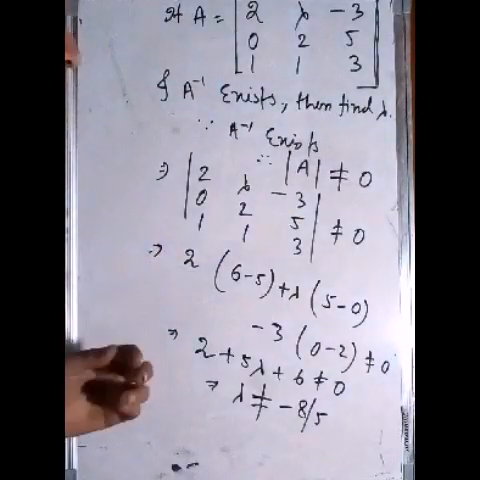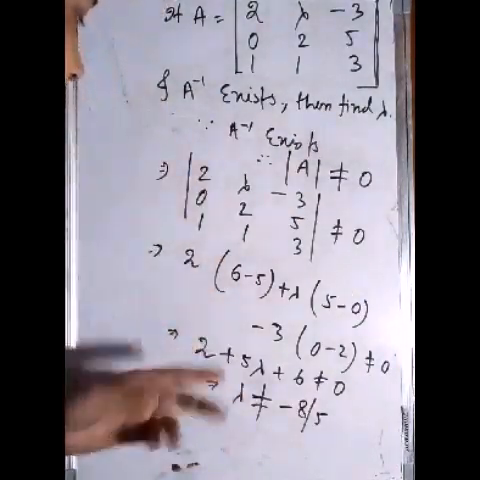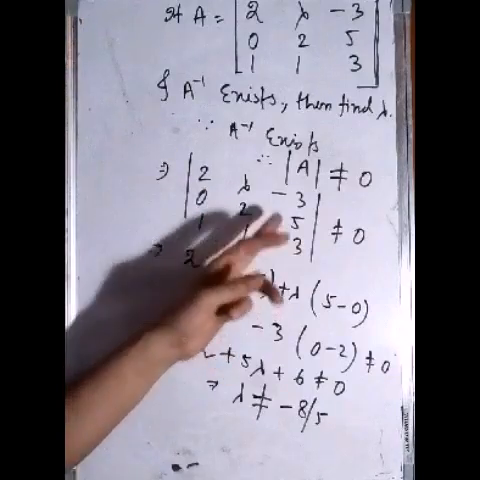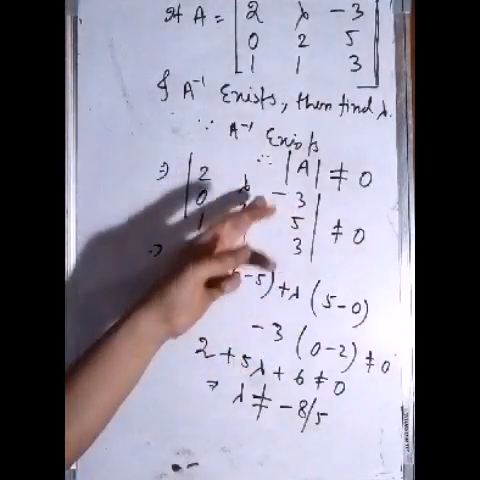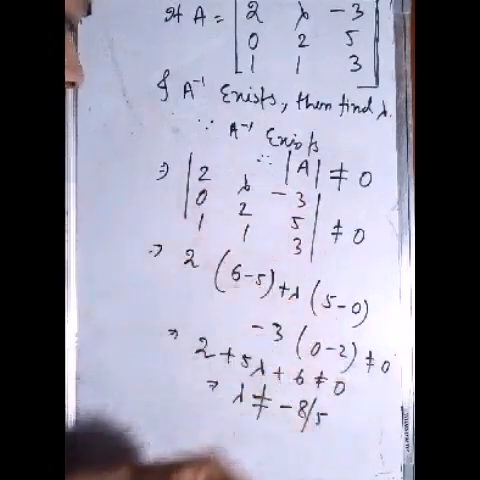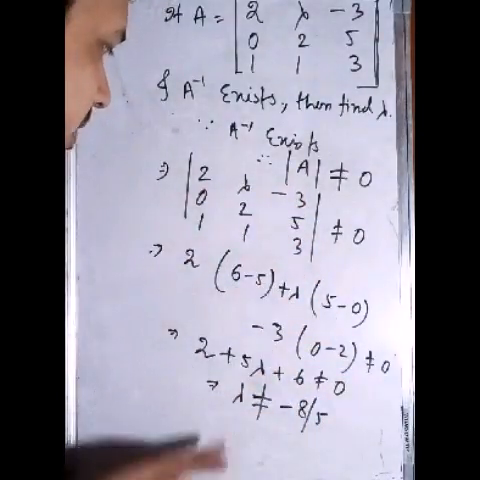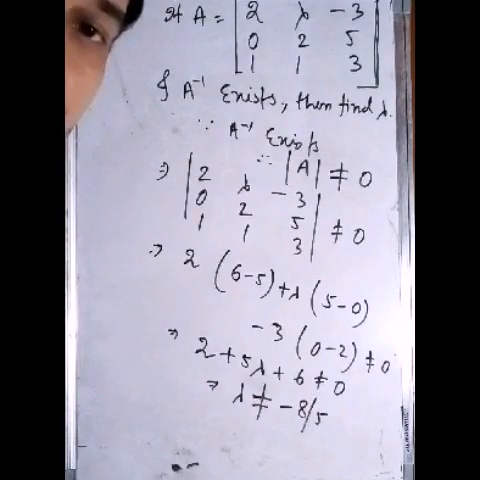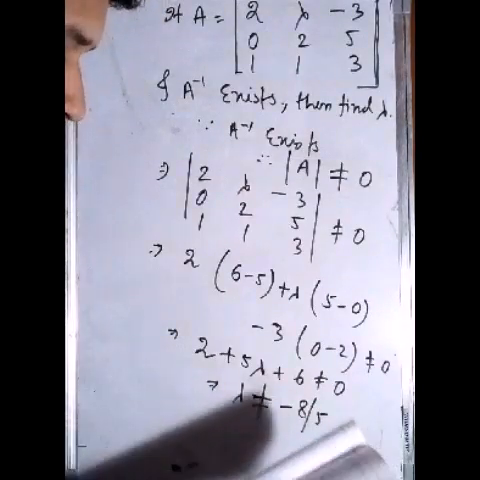Let us check again, because sometimes a mistake is there in the calculation. So 2 into 6 minus 5, plus lambda into 5 minus 0, minus 3 into 0 minus 2. Okay, so this is our calculation, this is correct. So lambda not equal to minus 8 by 5.